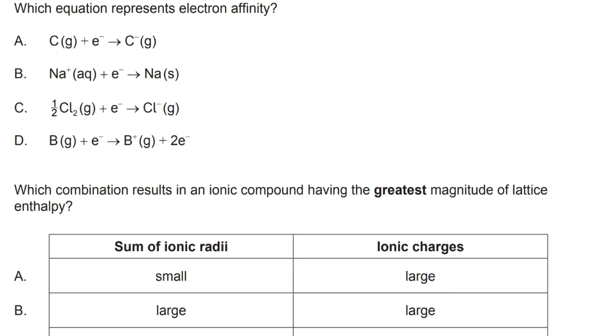Which equation represents electron affinity? Electron affinity is for a gaseous atom, so this one's wrong. This one could be right, and if we gain an electron, this cannot be. So this is being further ionized, so no. Half Cl2 gas. Okay, this one seems to work. This one also seems to work. Electron affinity energy: 1 mole of electrons is added to 1 mole of gaseous atoms.